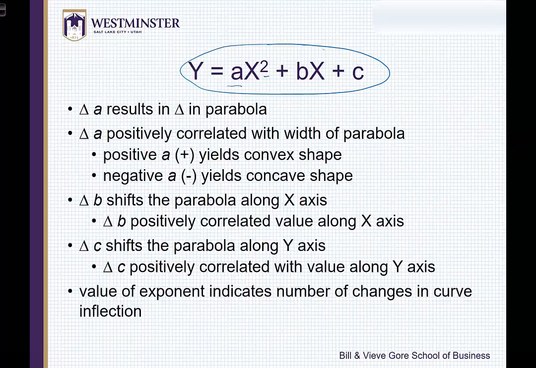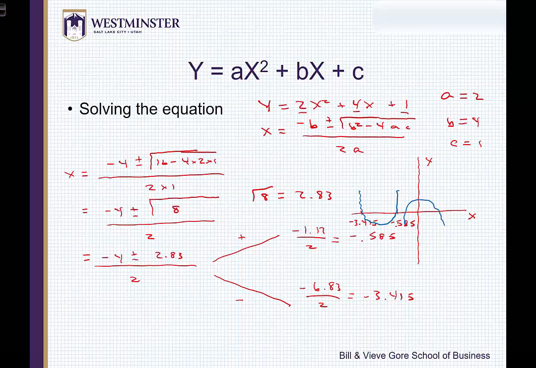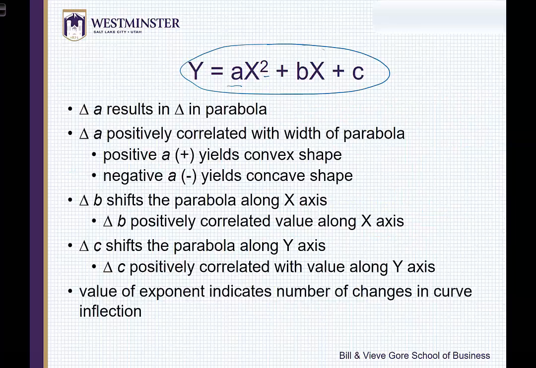opening to a cave. We know that changes in B will shift the parabola along the x-axis. So if we see changes in B, then we see that this parabola moves to the left or right, and B is positively correlated with the change along the x-axis. So as B increases, we see changes to the right, so x gets larger. As B decreases, we see changes to the left, x gets smaller.